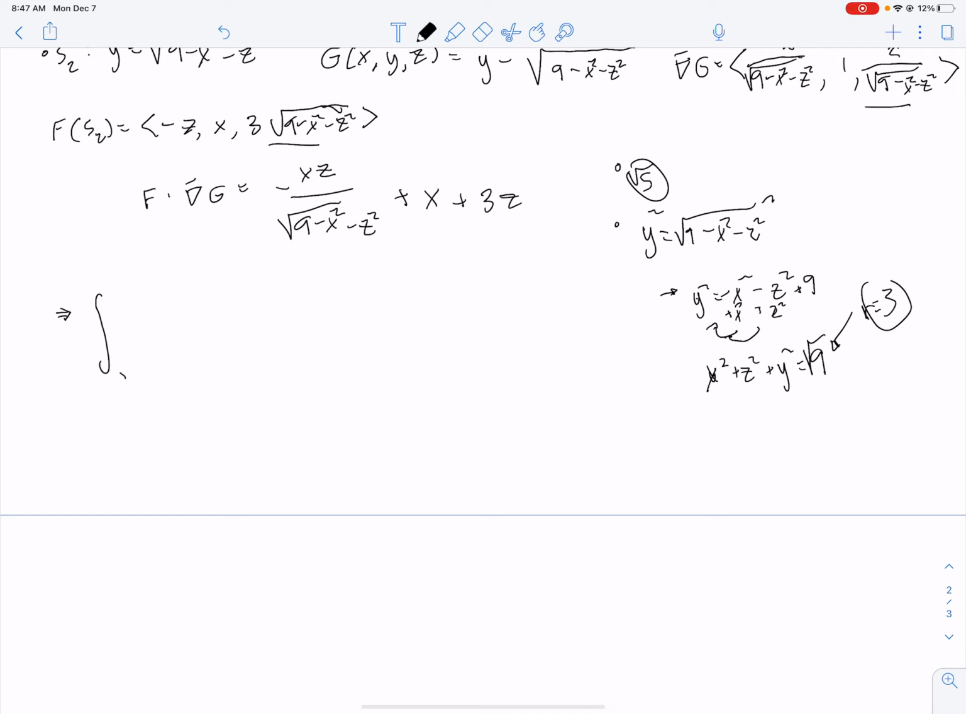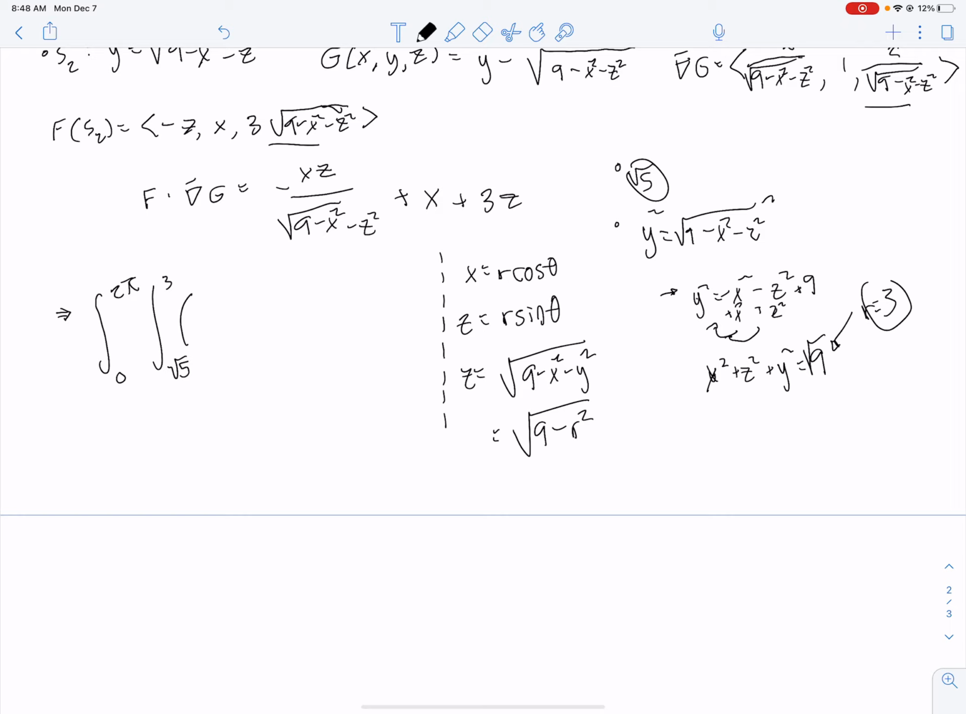So our surface integral would then be from 0 to 2 pi, root 5 to 3. And then in this case, equal to, here we'll write it out. X would be equal to r cosine theta, because we're changing to polar. Our z would be r sine theta, and then our y would be root 9 minus x squared minus z squared, which is essentially 9 minus r squared.